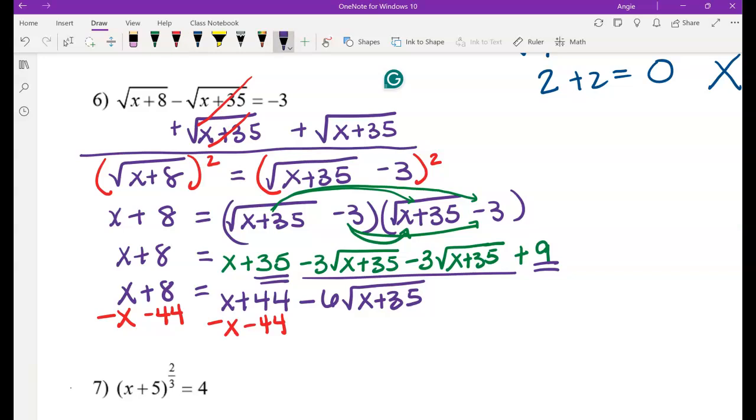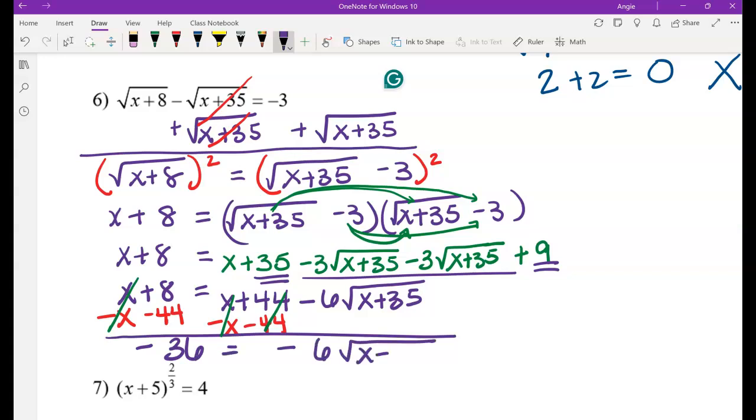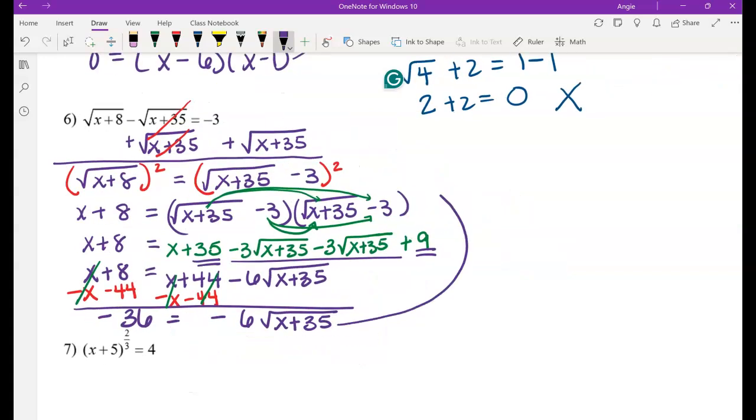Okay, so let's see now what we have. On the right side, that's gone and that's gone. On the left side, the x's are gone, but then we have now 8 take away 44. Okay, so that's going to give us -36 equals -6 times square root of x plus 35. I'm going to need a bit more space, so I'm going to move it over here. Next is I'm going to copy that back down.